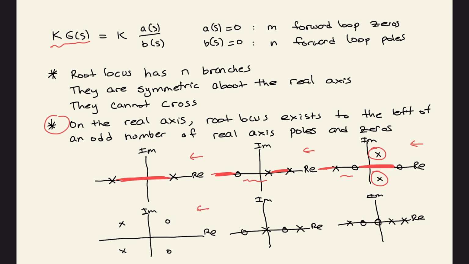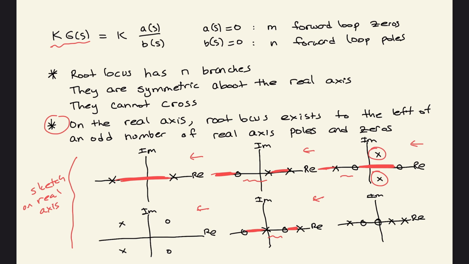Fourth example, starting from here, well, we don't have anything on the real axis, so root locus does not exist on the real axis. In these examples, we only sketch the root locus on the real axis. Of course, root locus may or may not exist beyond the real axis, but this rule just focuses on the real axis.